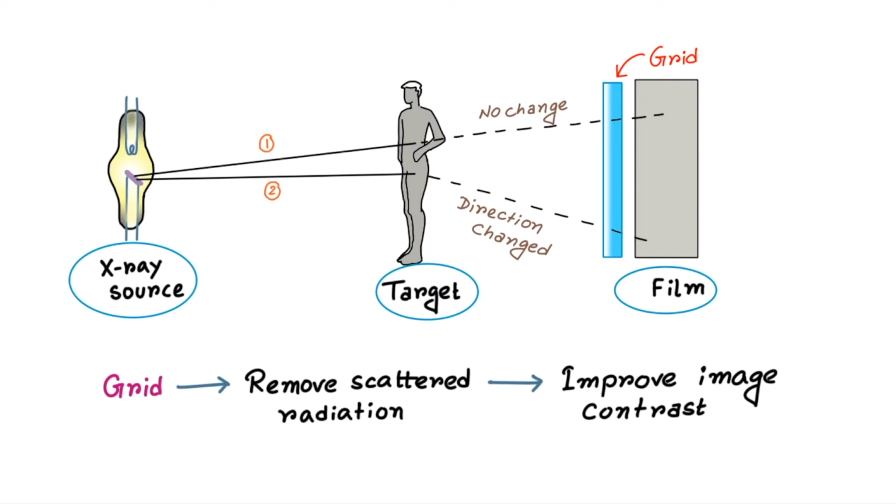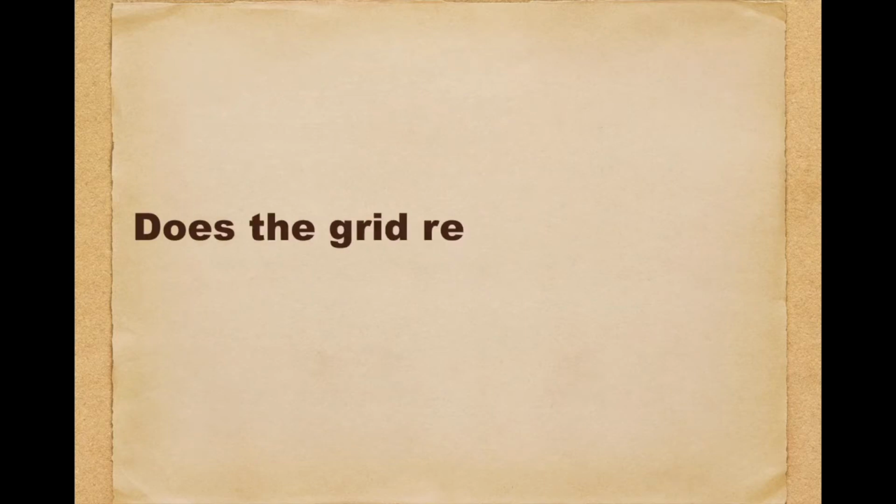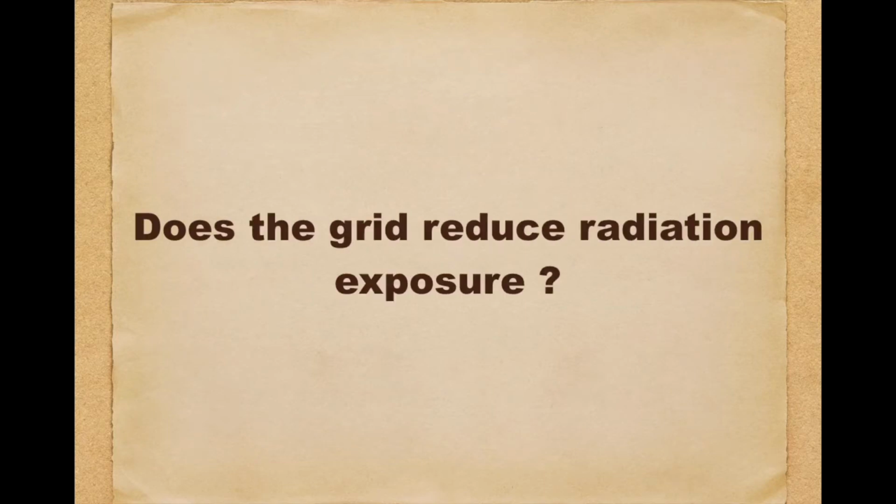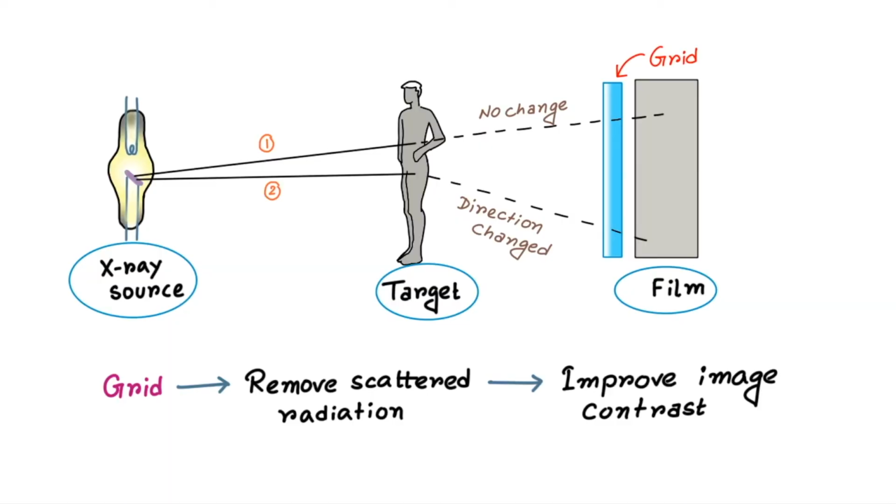Now let me ask you a question. What do you think? Does the grid reduce radiation exposure? As you already know that it acts like a barrier and removes scattered radiation. The answer is no, because it is placed just behind the target object. So the rays which are passing through the target object are unaltered. So grids do not reduce the radiation exposure.